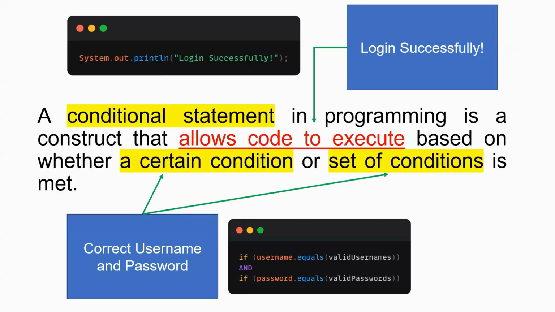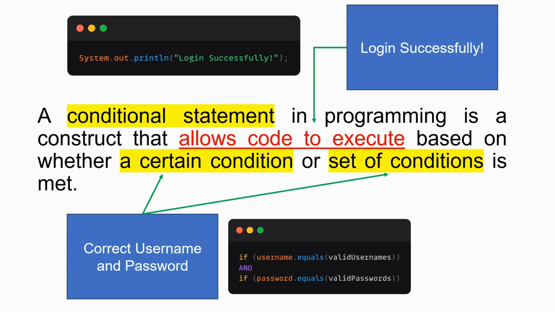Now, let's look into a brief definition of what a conditional statement is. We say a conditional statement in programming is a construct that allows code to execute based on whether a certain condition or set of conditions is met.